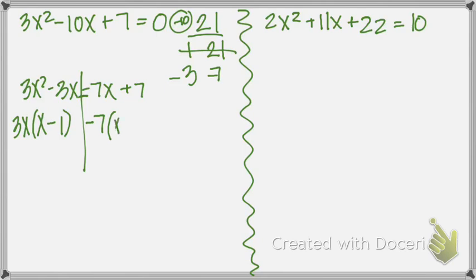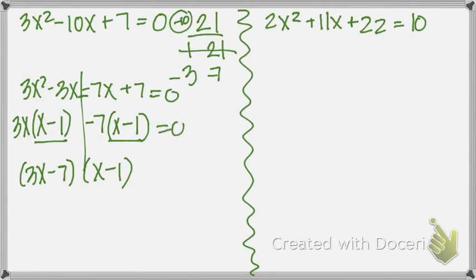Then you'll have an x. Negative 7 times what is going to give me a positive 7? Negative 1. Now my two terms match, so I know that I've done it right. Then when I rewrite, I get 3x minus 7, x minus 1. Now don't forget that you are set equal to 0, so you should be solving. Set both parts equal to 0.